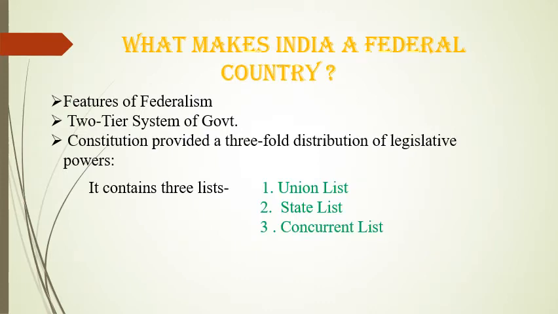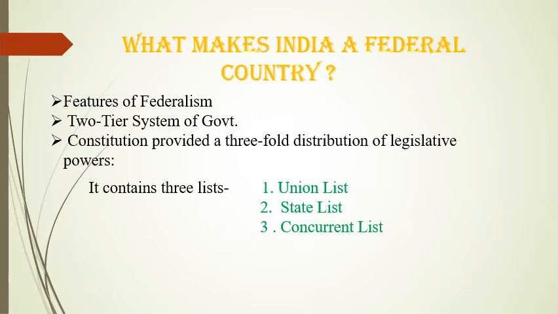What makes India a federal country? Listen, here are some points. These points convey the message that India is a federal country. Okay, first, features of federalism. Yes, students, all the key features of federalism show that India is a federal country. Second, two-tier system of government. Listen, the Constitution originally provided a two-tier system of government. First, the union government or the central government, and second, the state government.